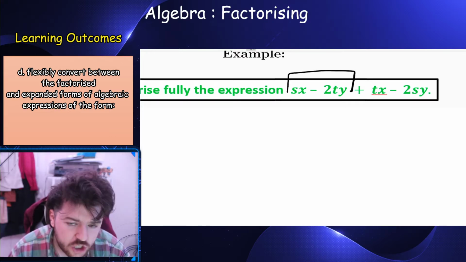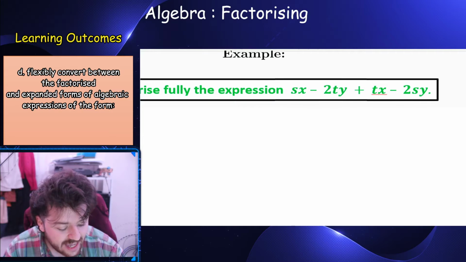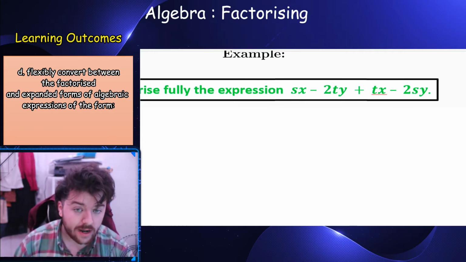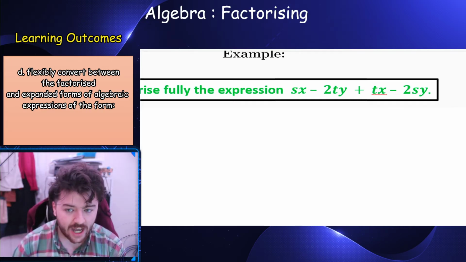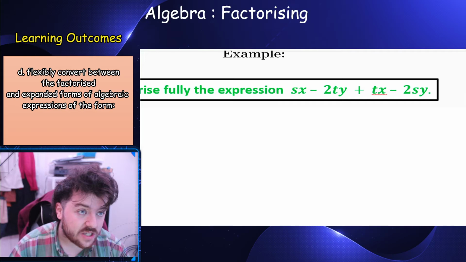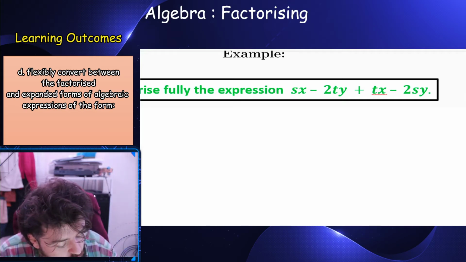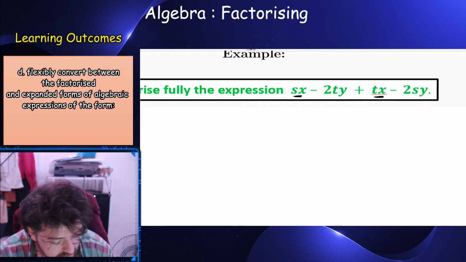SX minus 2TY. They don't have anything in common. So in this case, if I notice my pairs don't have anything in common, I need to reorder my equation first. So I need to reorder my equation in order to get stuff together. So I'm going to group this SX and TX together. For me, I'm going to group them together and see what happens.